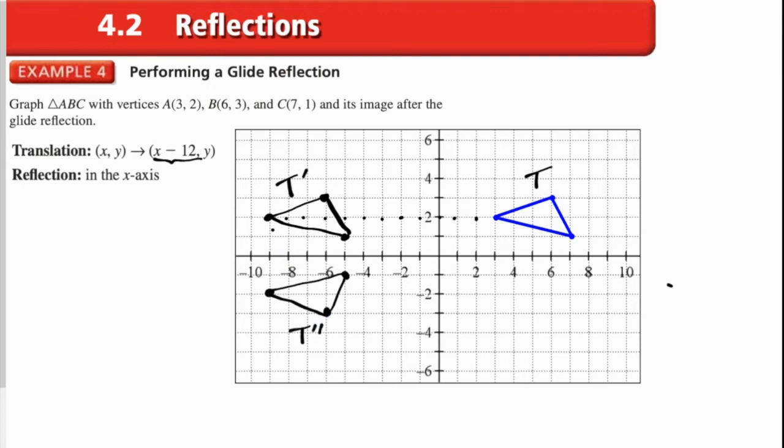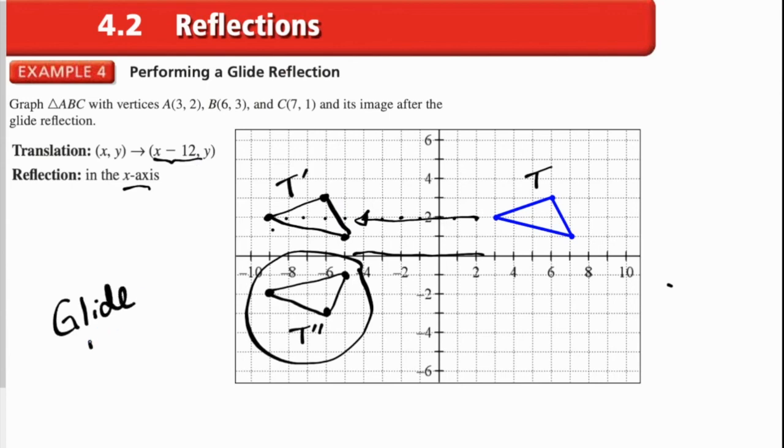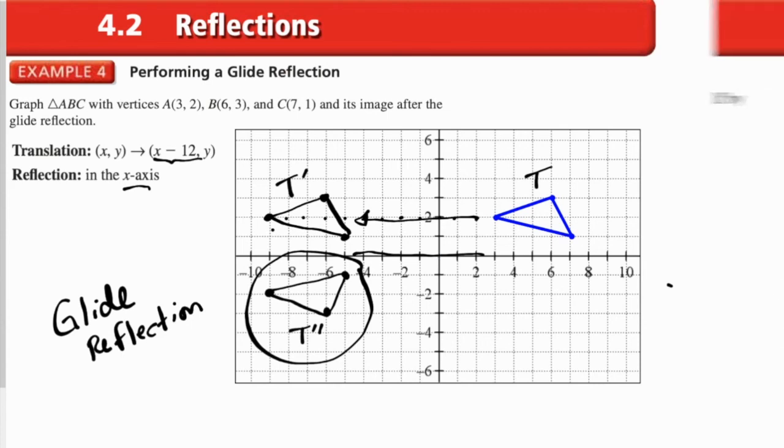So we see that we did a translation to the left, and that this vector is parallel to the x-axis, which we reflected over, and that's the reflection part, so they're parallel. And when we reflected, we got this second triangle, and this is the result of a glide reflection, because the vector that translated the triangle was parallel to the mirror that reflected the triangle.